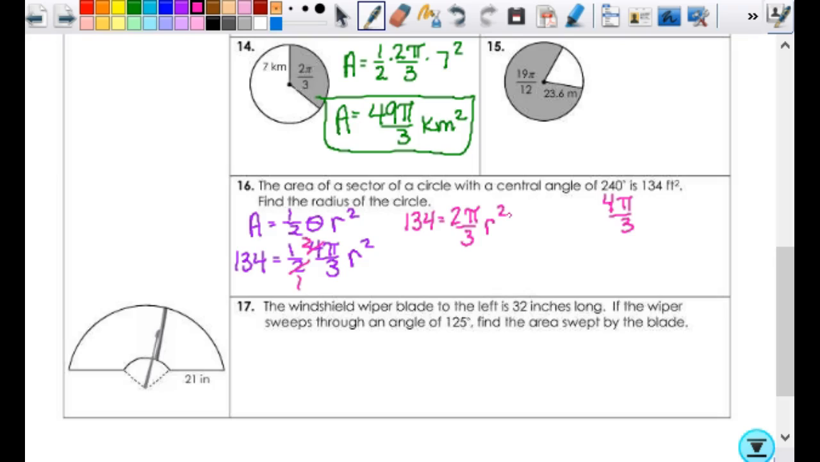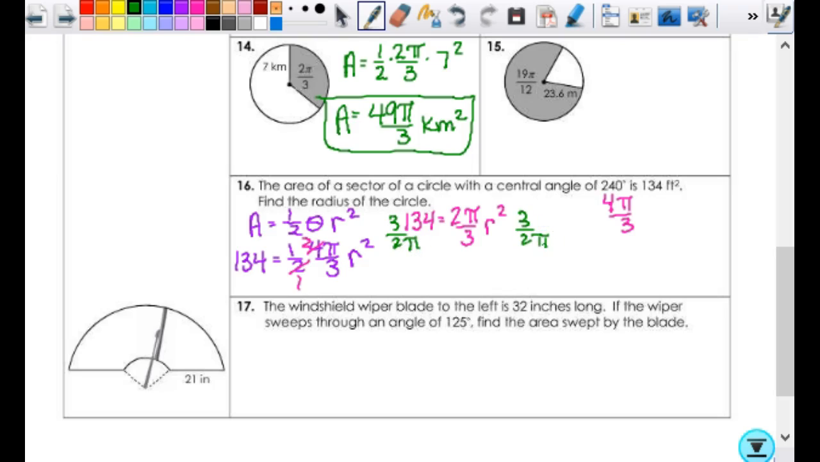Right? So I need to get r squared by itself. What do I do? Isolate. Well, yes, I need to isolate it. How do I do that? Good. Multiply by the reciprocal. You could multiply both sides by 3, then divide, but multiplying by the reciprocal is way easier on that. So we're going to multiply by 3 over 2 pi to both sides.